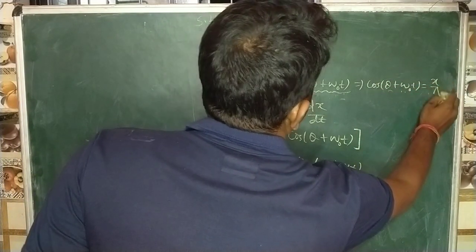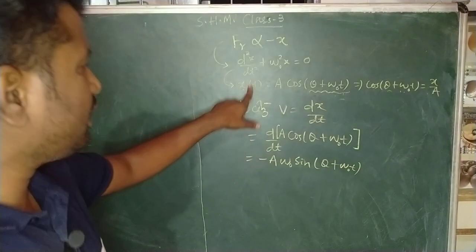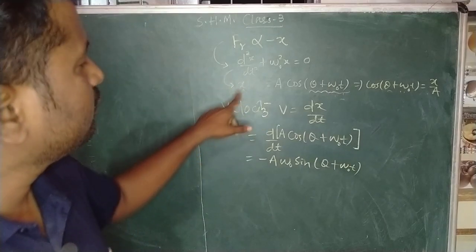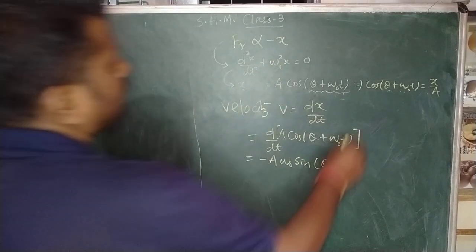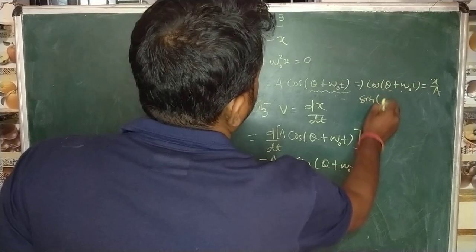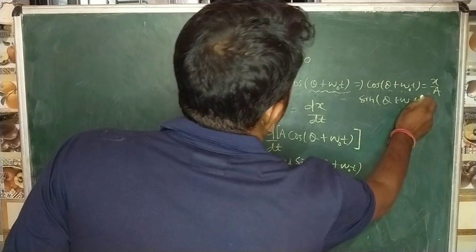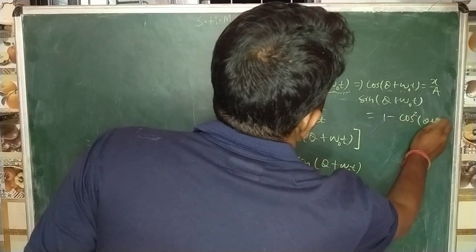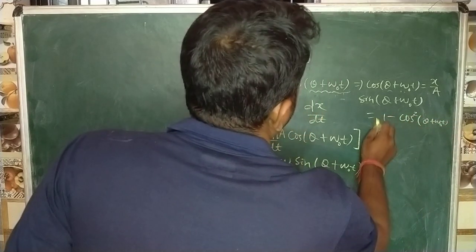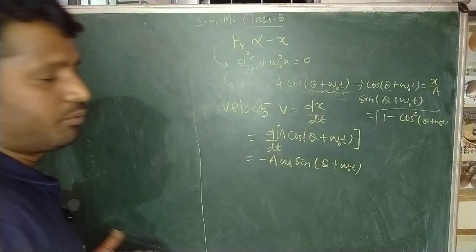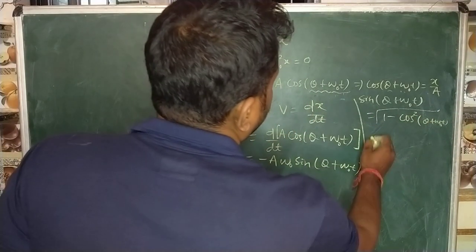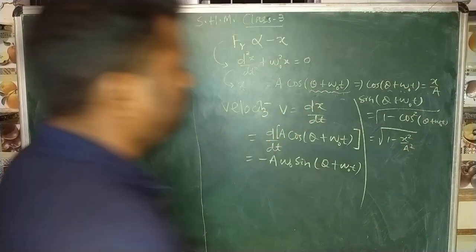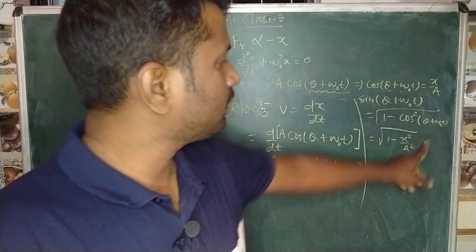will be x by A. It is simply x, and x is always a function of time. So sin(theta plus omega naught t) will be how much? Sin(theta plus omega naught t) will be the square root of 1 minus cos squared(theta plus omega naught t). It will be root over 1 minus x squared by A squared, that is, x by A whole squared.